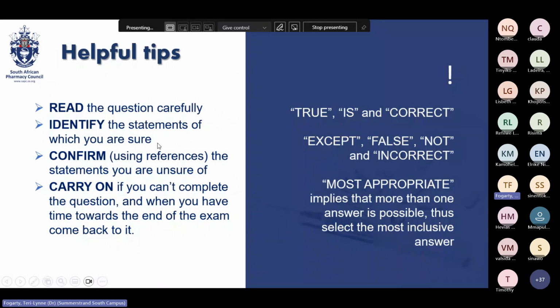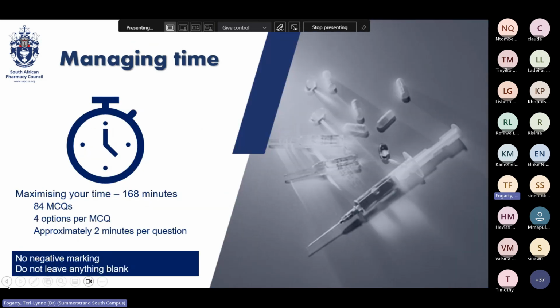Right, so when you're writing the exam, make sure you read the questions carefully. Identify the statements of which you are sure. Okay, so eliminate incorrect statements and identify those you think could possibly be correct, and then only use your reference source to assist you. And then if you really are stuck on a question, don't waste time on it, move on, because at the end you can come back and answer questions that you've left out. But then we also encourage you to try and answer all the questions and not just leave them out.